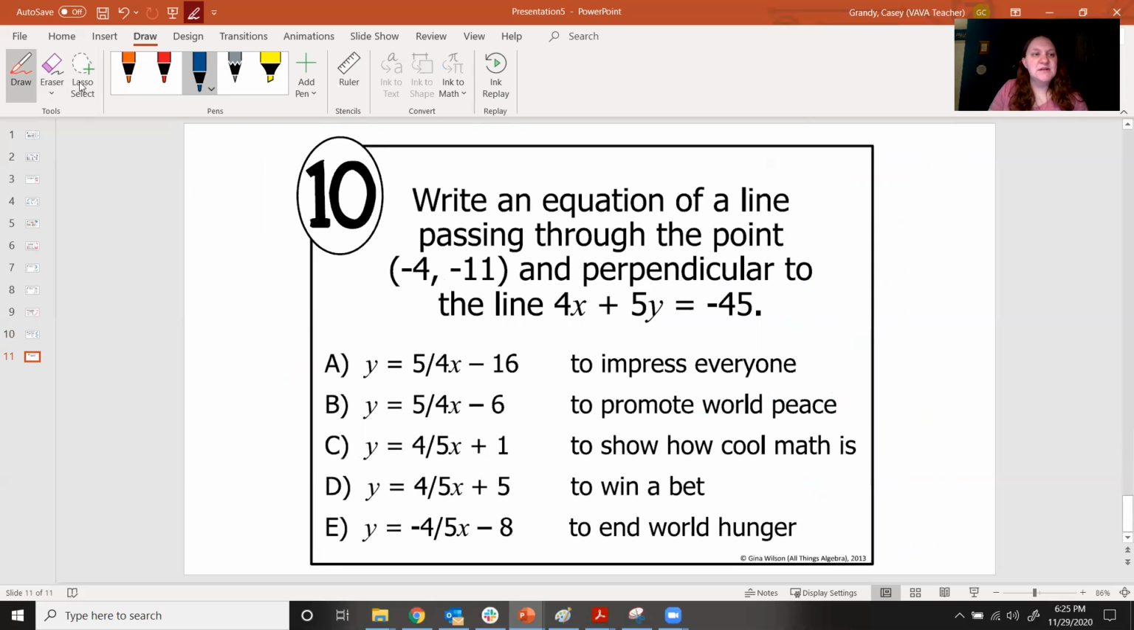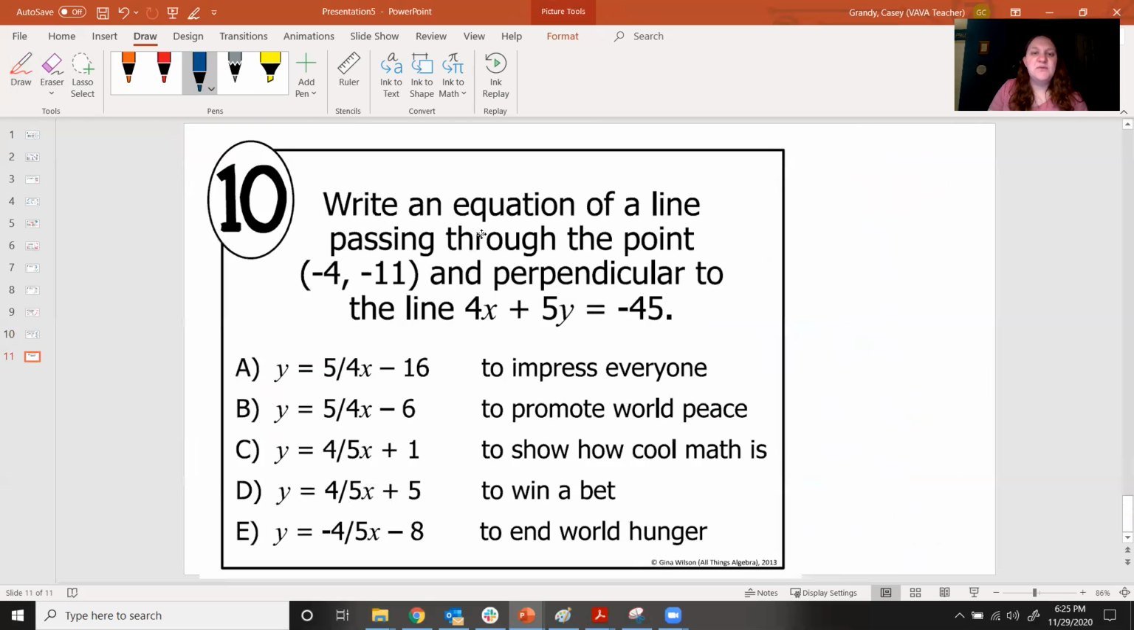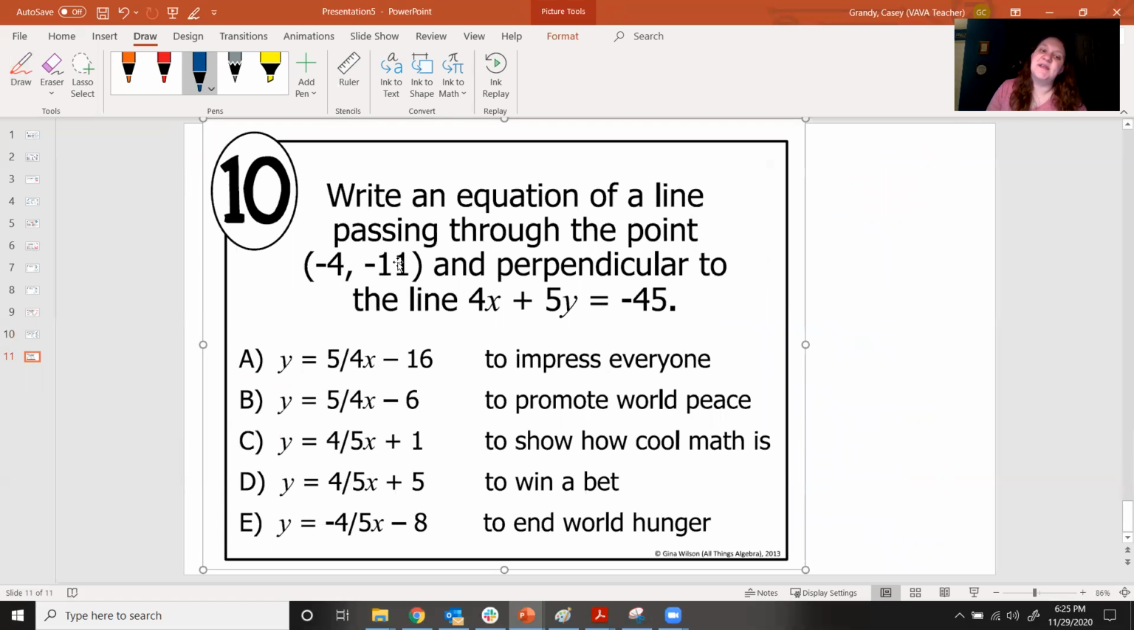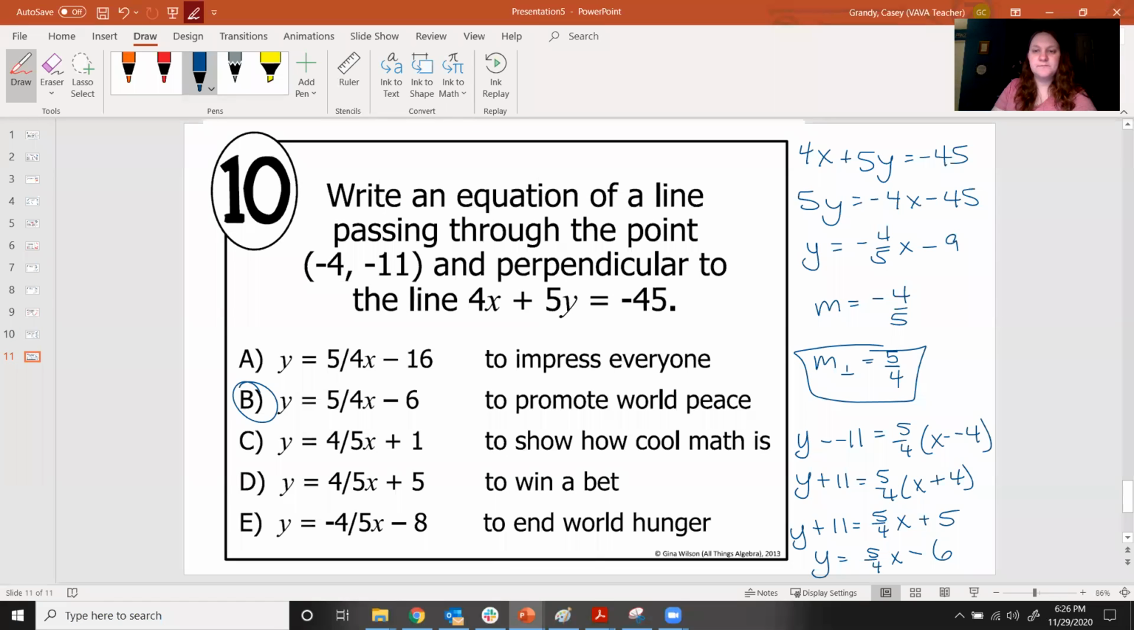The last one. Write an equation of a line passing through the point (-4, -11) and is perpendicular to this line. We've done quite a few problems like this so far today. Go ahead and try this one on your own.